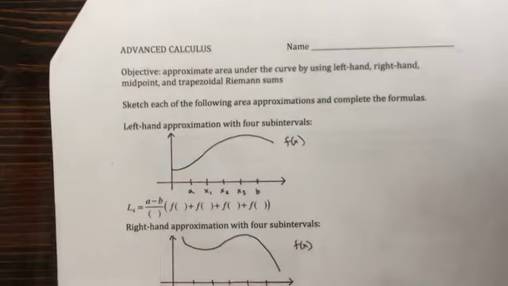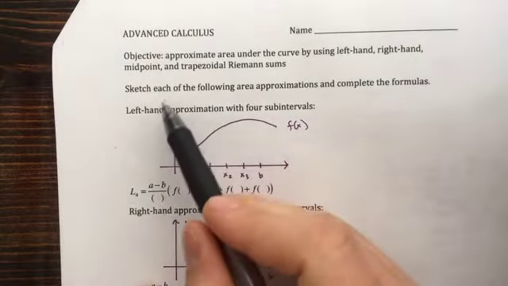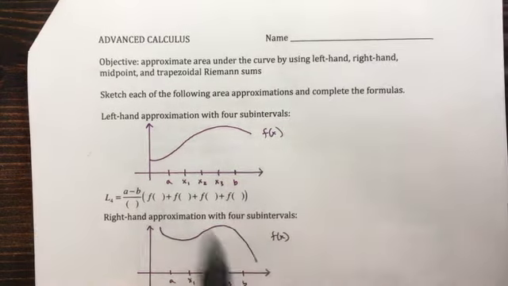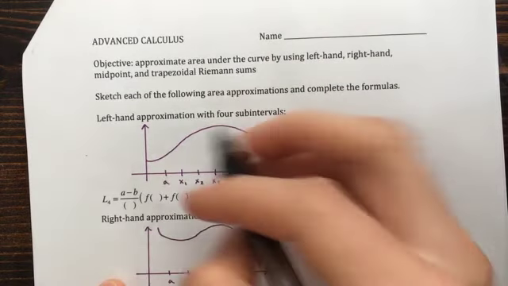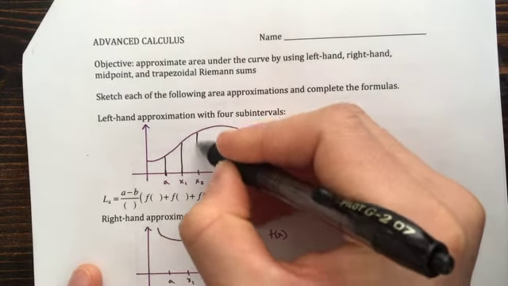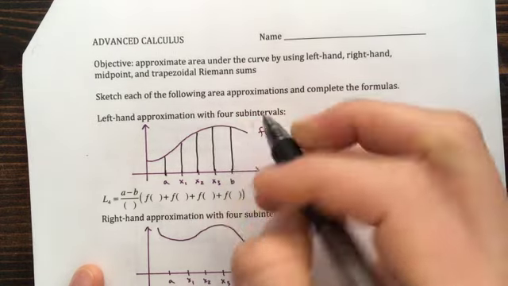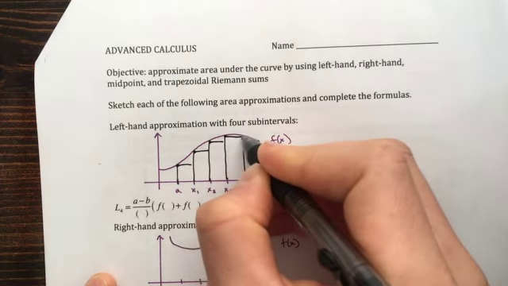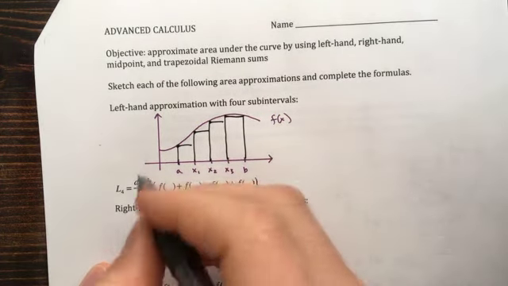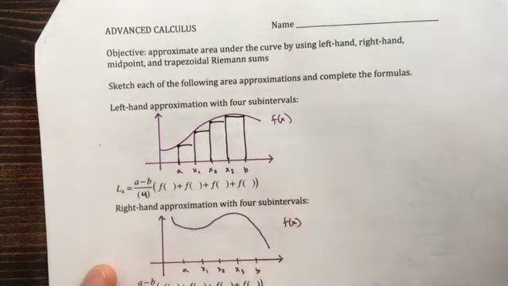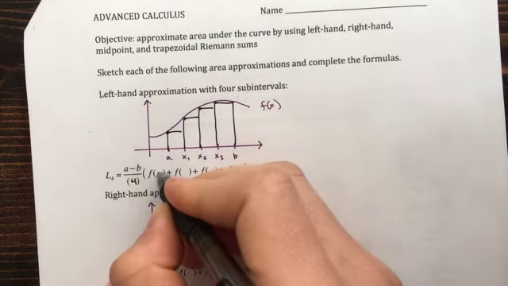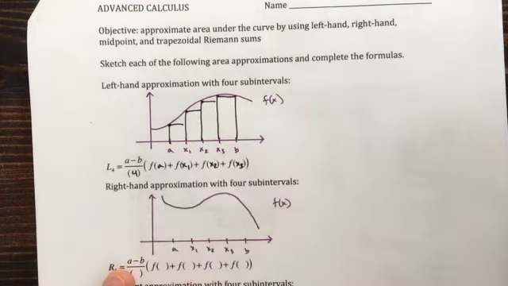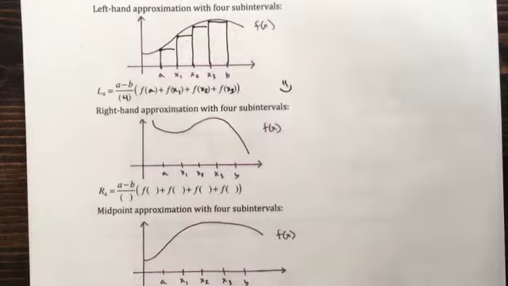So this last page is sort of a summarization, but sketch each of the following area approximations and complete the formulas. Left-hand approximation with 4 subintervals. So that would be 1, 2, 3, 4 subintervals. Left hand is going to start here and not use the last one. So that would be b minus a over 4, because that's the width, right, of each one. And then f of a plus f of x sub 1 plus f of x sub 2 plus f of x sub 3. That would be my left-hand approximation there.